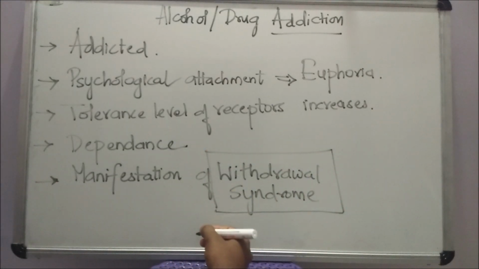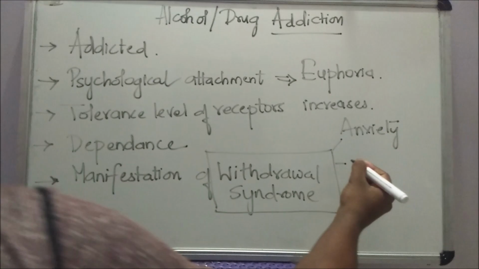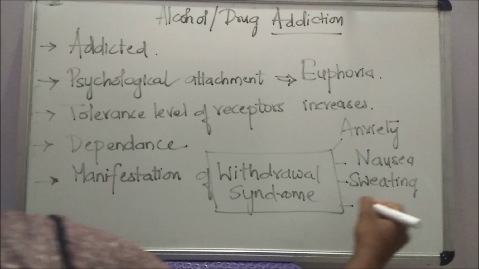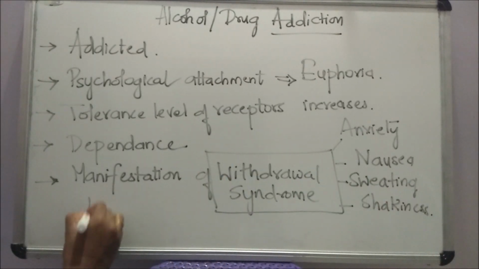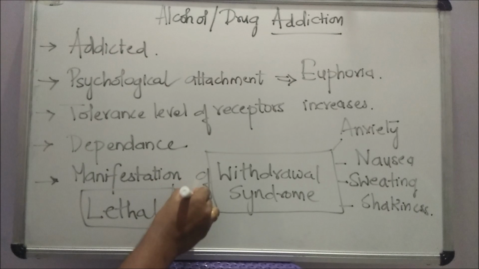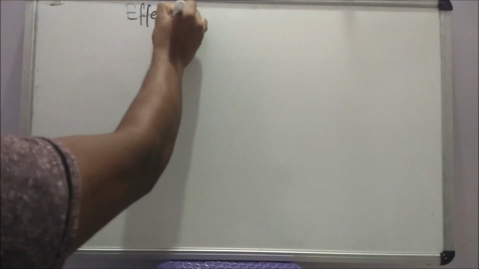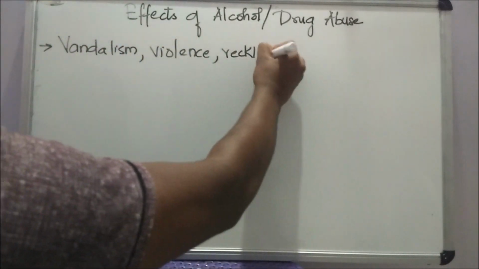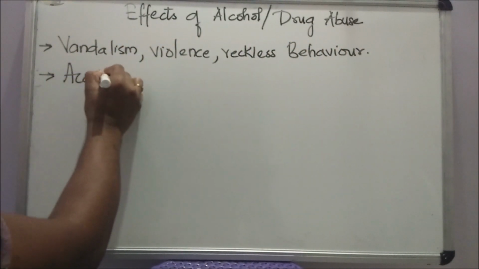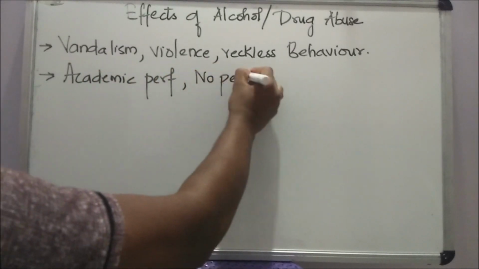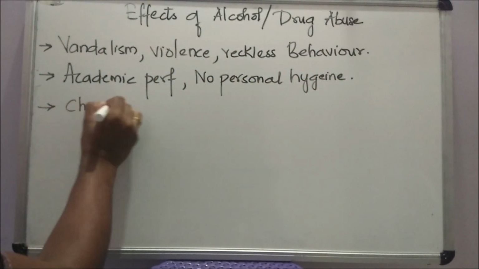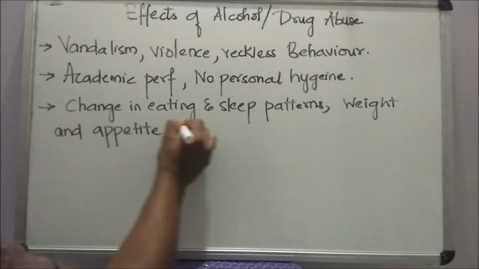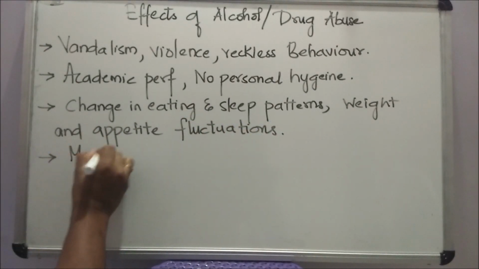Now, dependence leads to a manifestation of the withdrawal syndromes on discontinuation of use. The withdrawal syndrome includes anxiety, nausea, sweating, shakiness, and sometimes may be lethal. What are the effects of the alcohol and drug abuse? Vandalism, violence, and reckless behavior, drop in academic performance, lack of interest in personal hygiene, rebellious behavior, change in eating and sleeping patterns, weight and appetite fluctuations, mental, psychological, and financial loss.